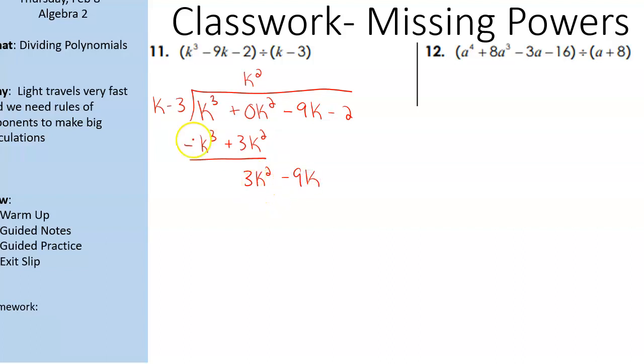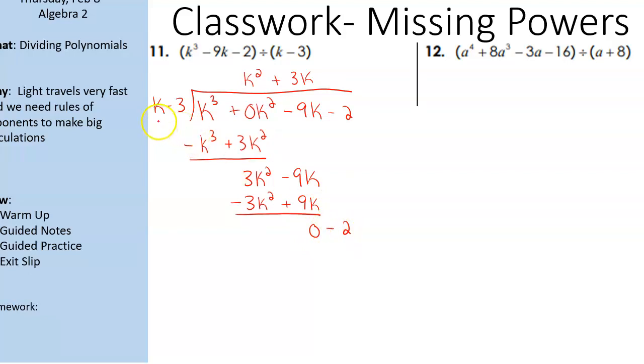Same thing, 3k squared divided by k is going to be positive 3k. And you see that's going right above the 9k. I'm keeping everything lined up. 3k times k is 3k squared. I know I did it right because I got the same thing underneath each other for the first term. 3k times negative 3 is negative 9k. Before I combine, let me change my signs. 3k squared minus 3k squared is 0. Negative 9k plus 9k is 0. And I bring down my minus 2.